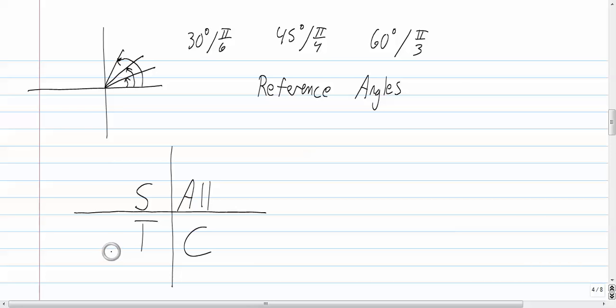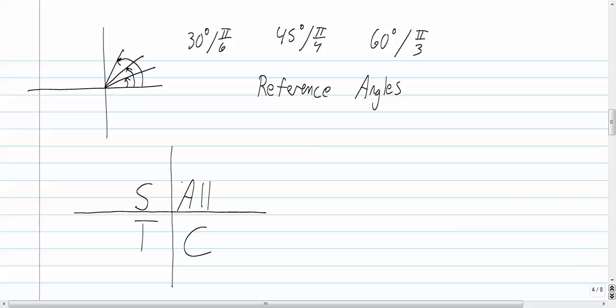In the third quadrant, tangent and its reciprocal, cotangent, are positive. Every other trig function evaluated at an angle measure in the third quadrant, negative. And in the fourth quadrant, cosine and its reciprocal, secant, are positive. Every other trig function evaluated in the fourth quadrant will give you a negative answer.